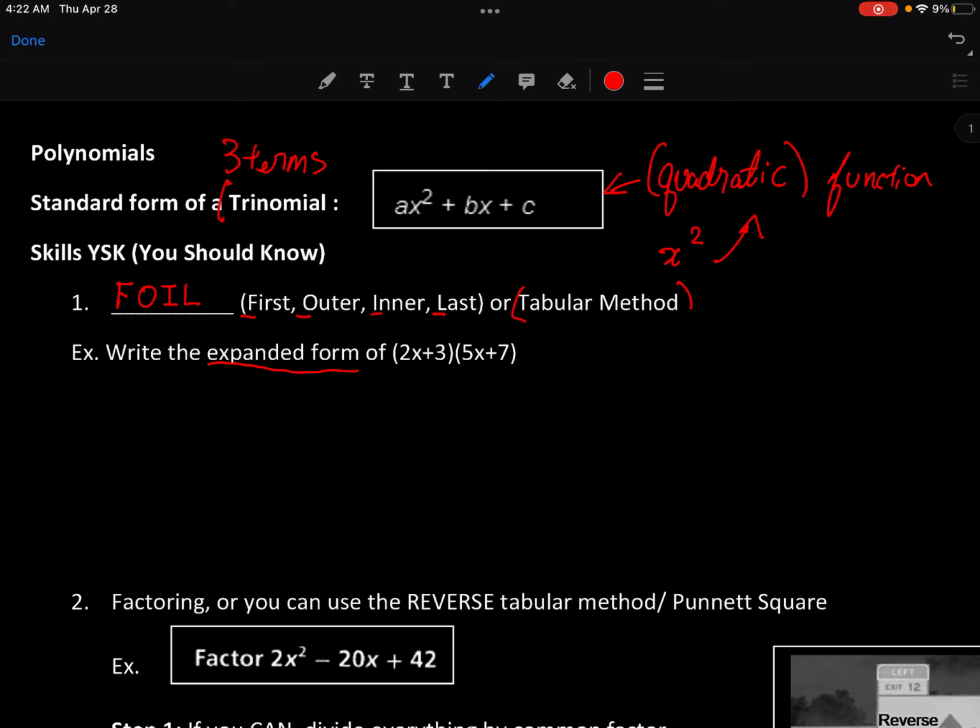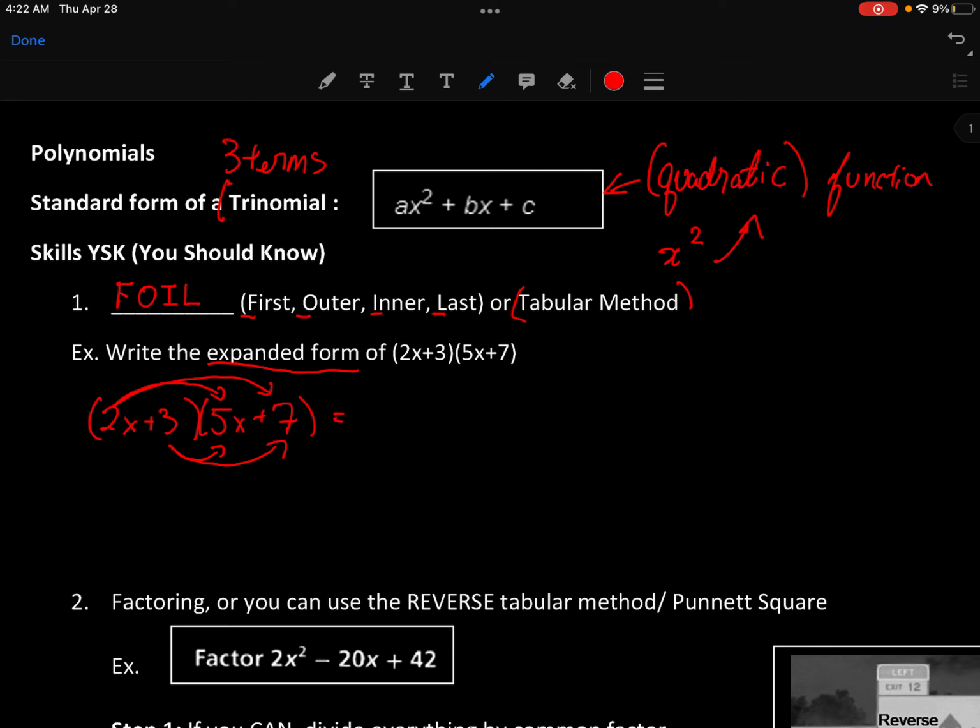We have 2x plus 3 times 5x plus 7. We need to do the FOIL on it, which is first, outer, inner, last. We multiply it like so.